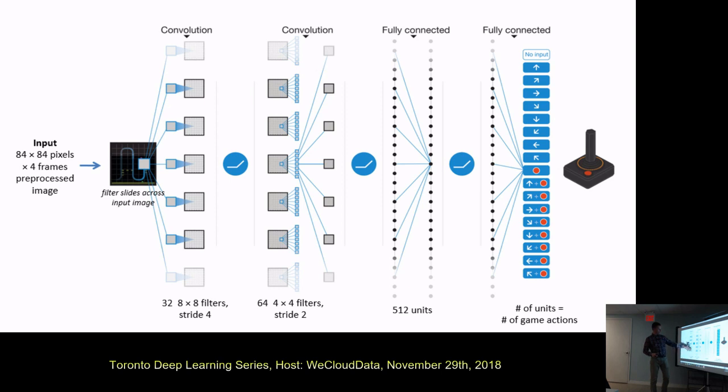They have 32 filters, 64 filters, another 64 filters, a fully connected layer, and then the output layer where they have the number of units the same as the number of possible actions that you can take. And what you have in this layer are the Q values for the state that you're feeding in. So Q values for the actions that you can take in the state.